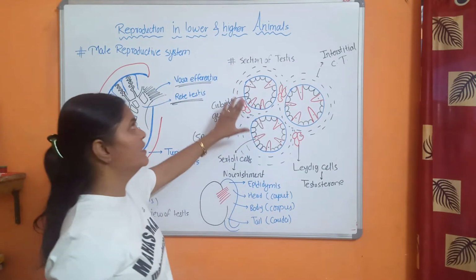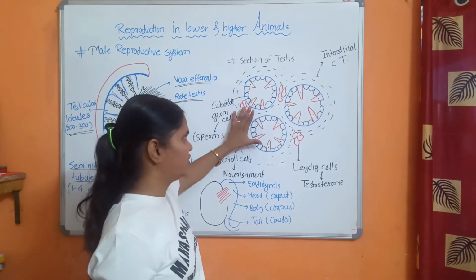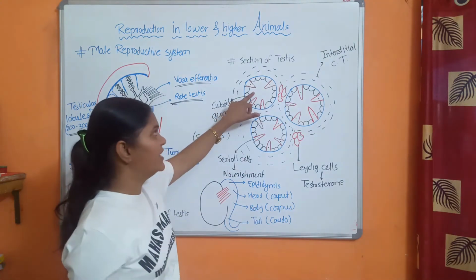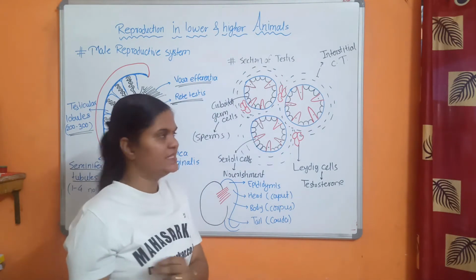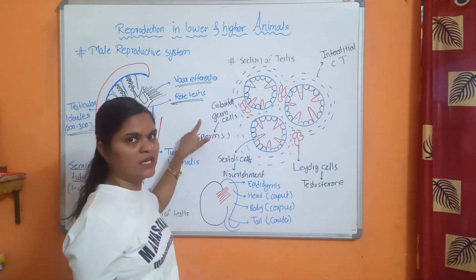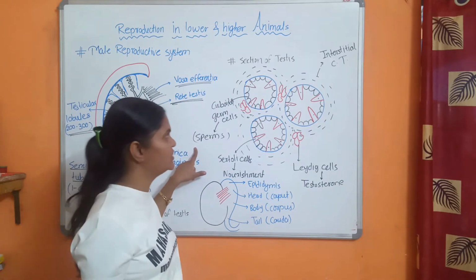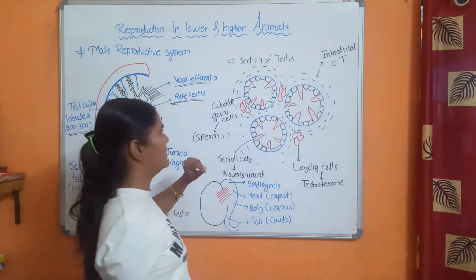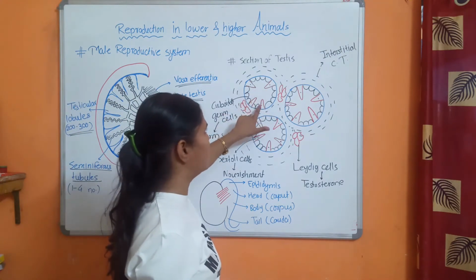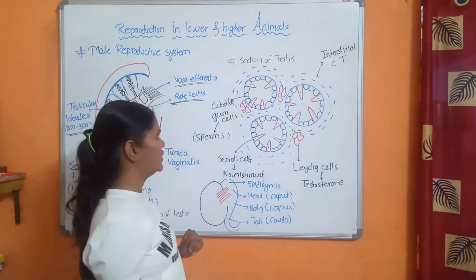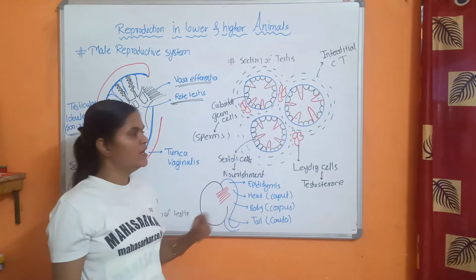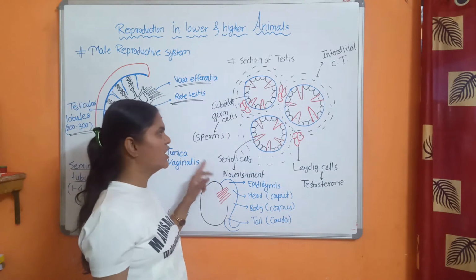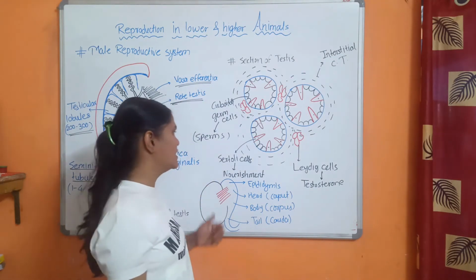Remember that this is the section of testes in which, what is this? This is the seminiferous tubules. So in seminiferous tubules, two types of cells are present. First is called germ cells, from which sperms are produced. We will see in detail about this in the spermatogenesis process. Then these triangular, pyramidal cells are called Sertoli cells, which are present in between these germ cells. These Sertoli cells are also called sustentacular cells or nurse cells.